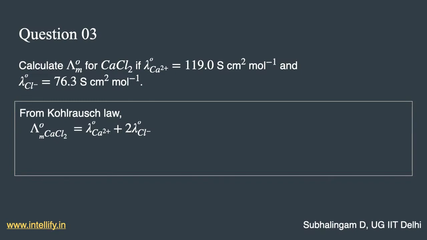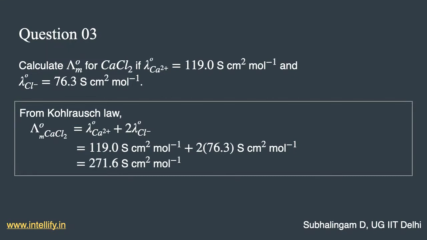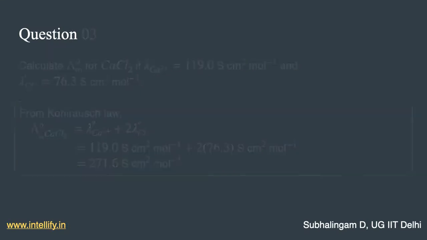So we have lambda naught Ca2 plus 2 times lambda naught Cl minus, which is 119.0 plus twice 76.3 Siemens centimeter square mole inverse, which is 271.6 Siemens centimeter square mole inverse. Pretty simple, right? Now let's solve another question.